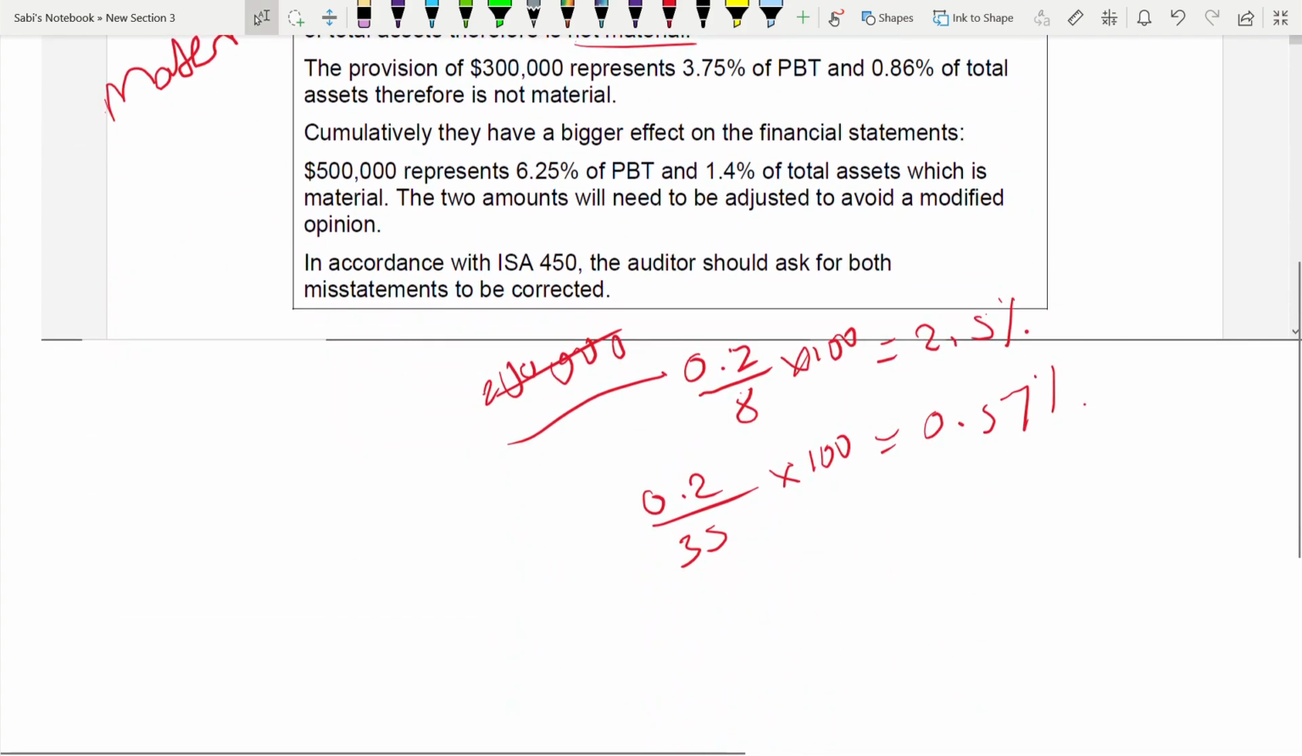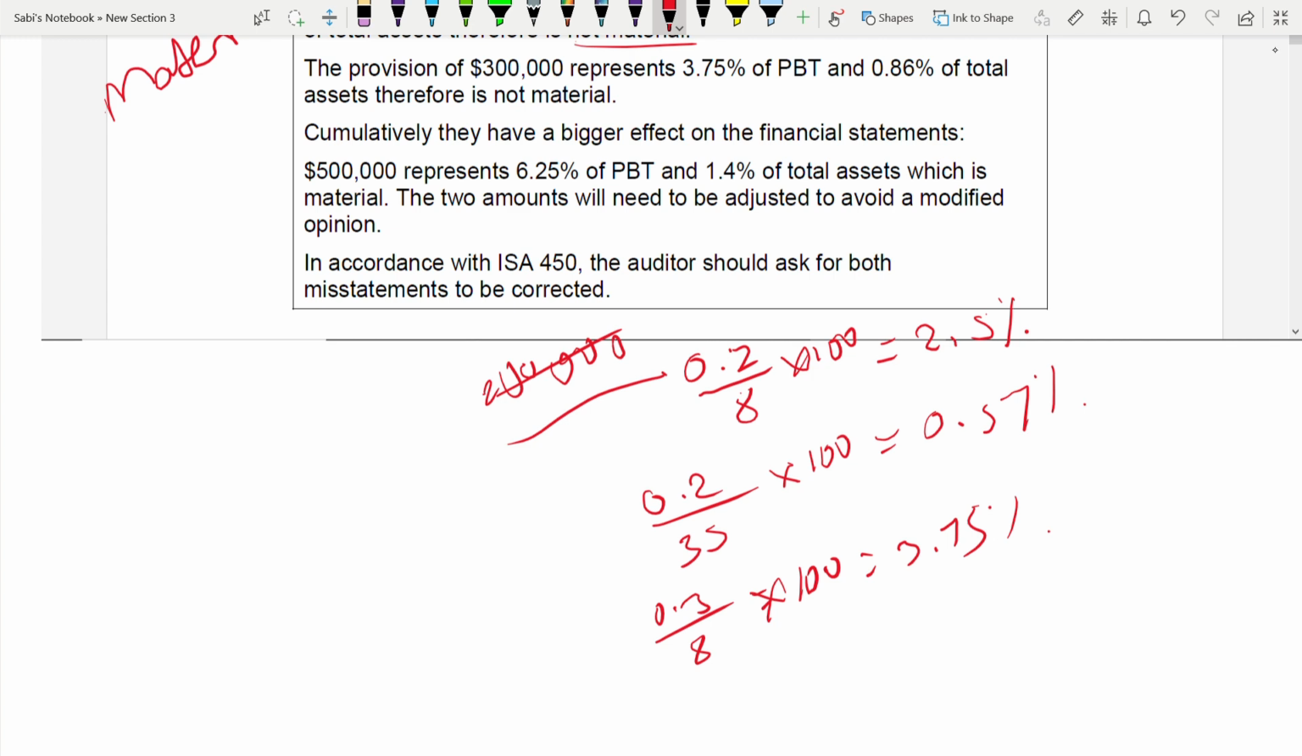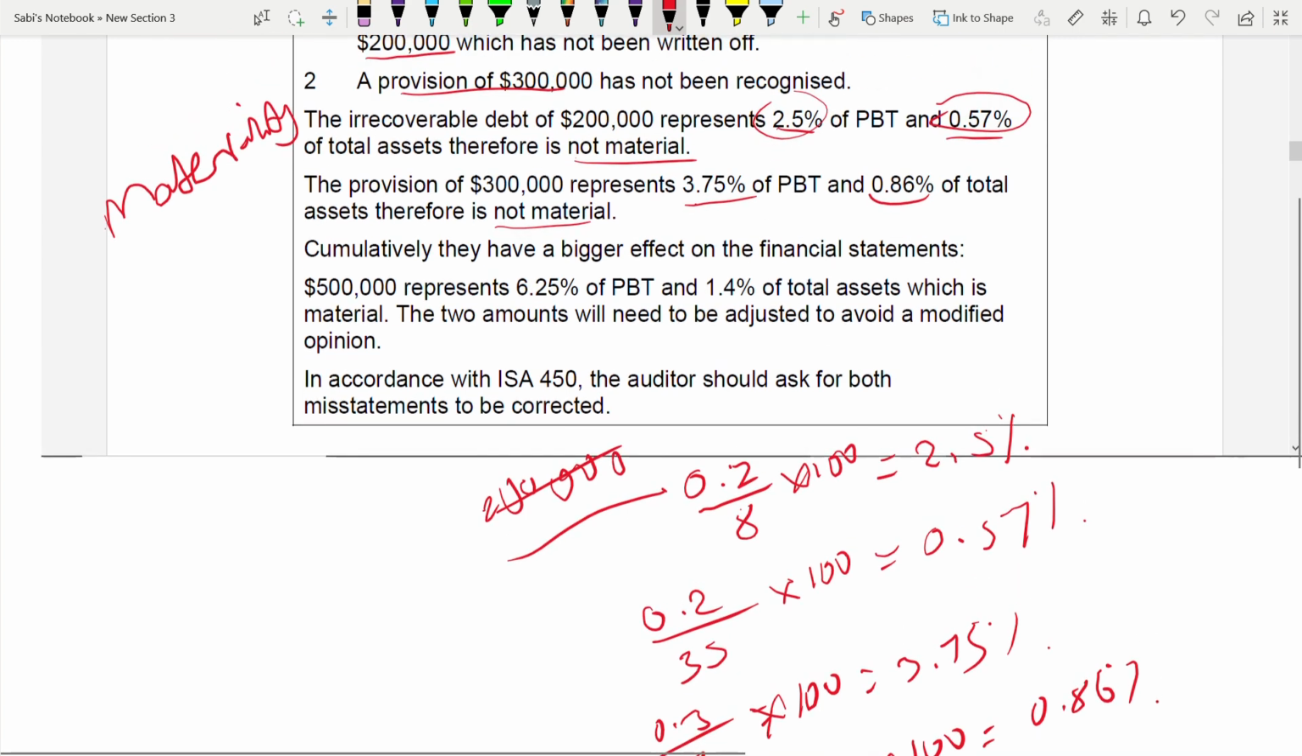Provision is 300,000. So 0.3 divided by 8, profit before tax. Percentage is 3.75%. You can see. And 0.3 divided by 35, total asset, 0.86%. This and this, again, is not material. Okay, individually they are not material, but let's check. Take 200 plus 300, provision and irrecoverable debt, which is 500,000. Now if you take it in terms of profit before tax and total asset, it is 6.25 and 1.4%.